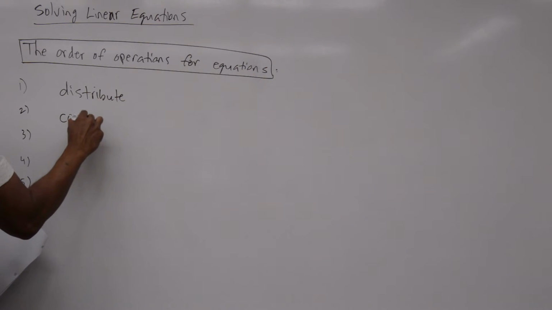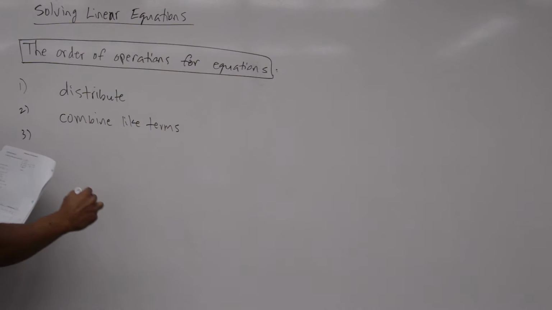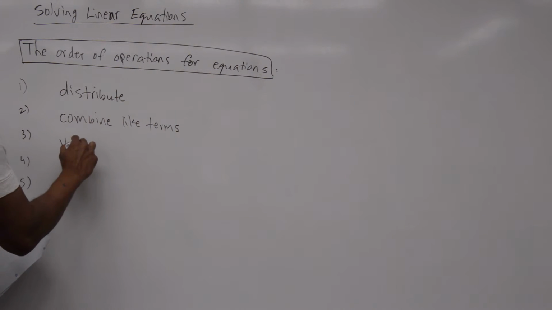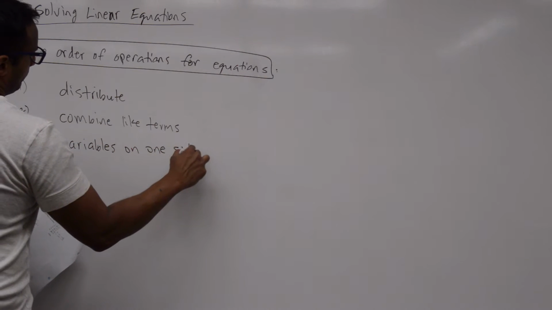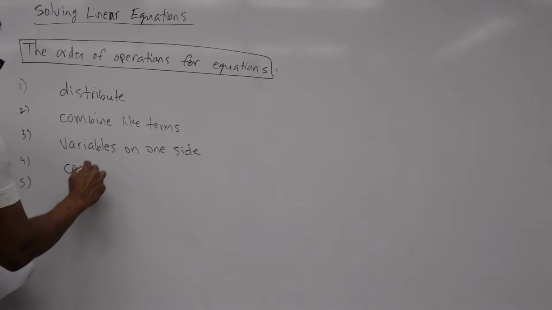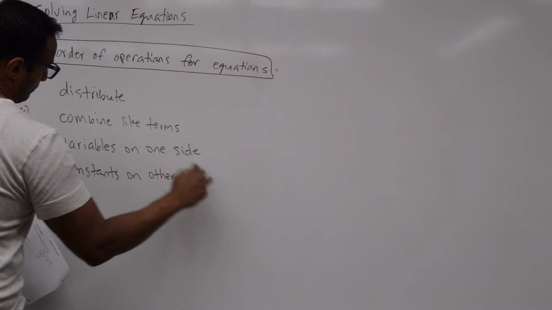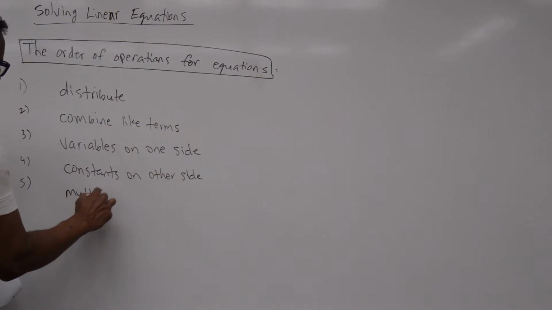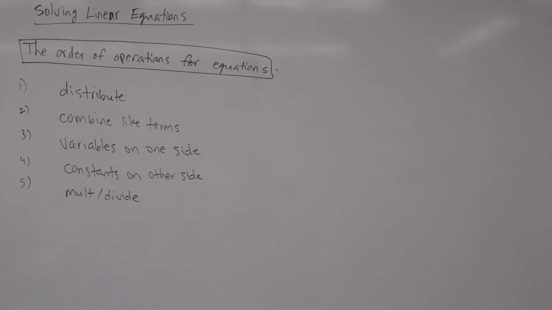Second, you combine like terms. Third, you get all the variables on one side. Then you move all the constants to the other side. And then lastly, you either multiply or divide. So distribute, combine like terms, move the variables to one side, move the constants to the other side, and multiply or divide to isolate the variable.